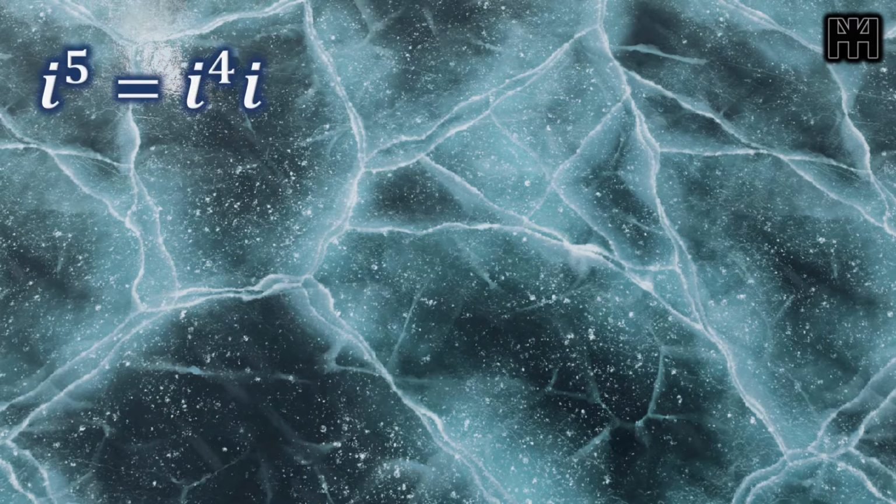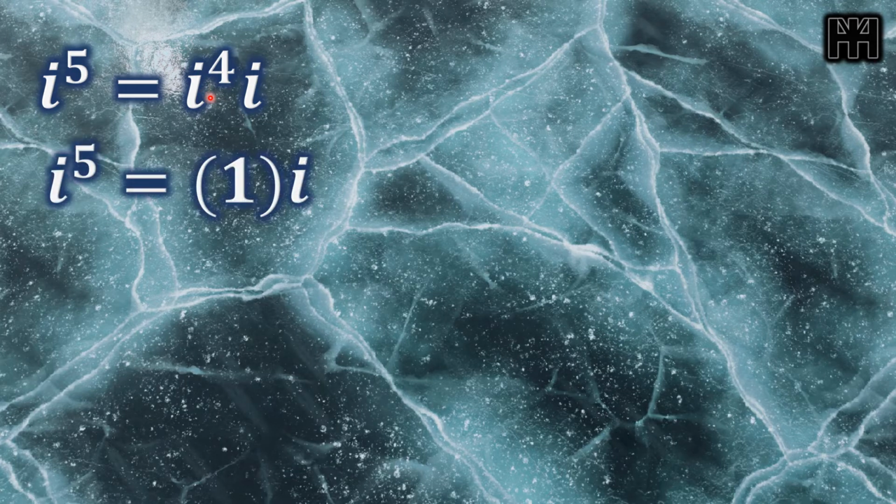Okay. If we have i to the power 5, it will be i to the power 4 times i. We already know that i to the power 4 is 1. So i to the power 5 will be 1 times i. So i to the power 5 is equal to i.